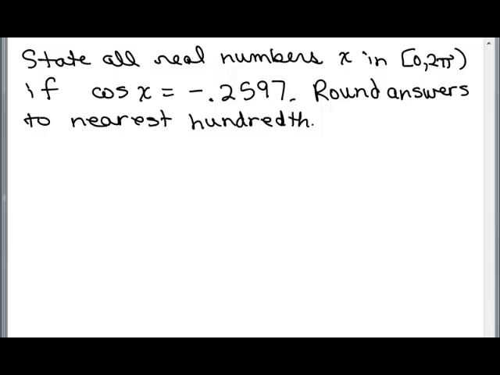State all real numbers x in 0 to 2 pi if the cosine of x equals negative 0.2597 and round answers to the nearest hundredth. All right, we're going to have to use a calculator for this, and notice we're looking for all real numbers, so make sure you set your calculator to radian mode.